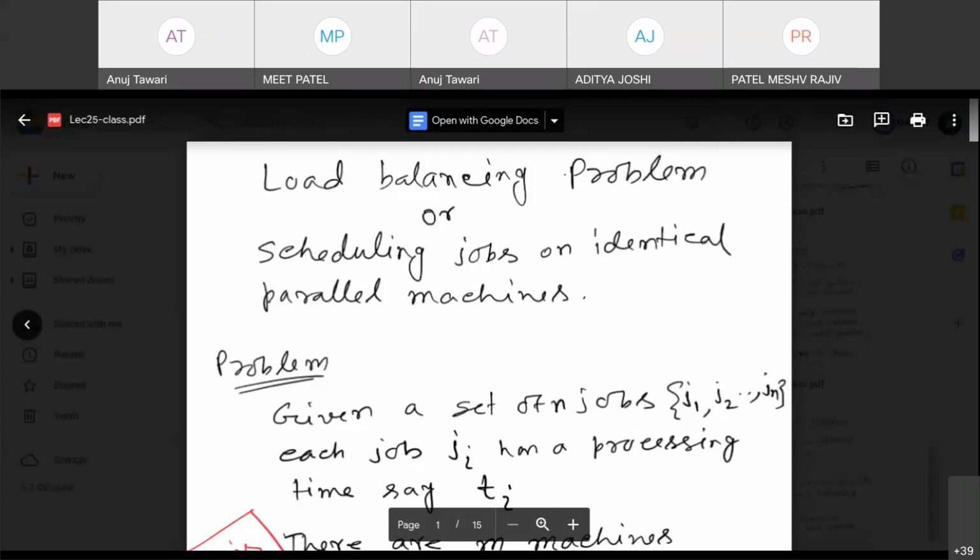So we don't know the optimum solution, but we know certain facts about the optimum solution, which is it is less than or greater than something. And based on that, we conclude this relation between the solution by our algorithm and the optimum solution.